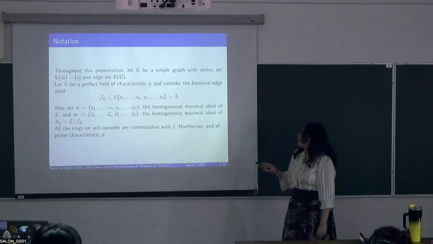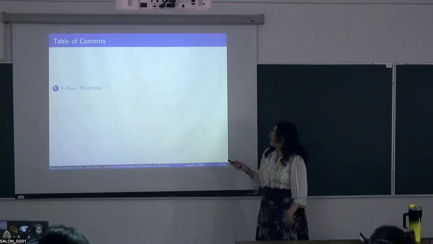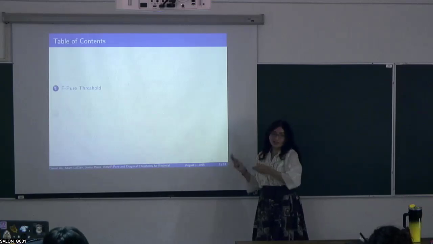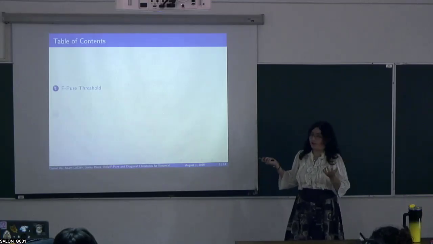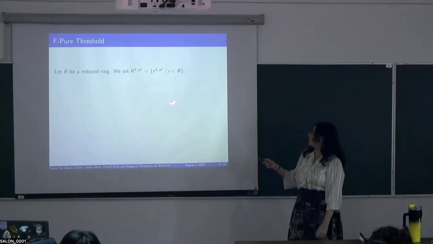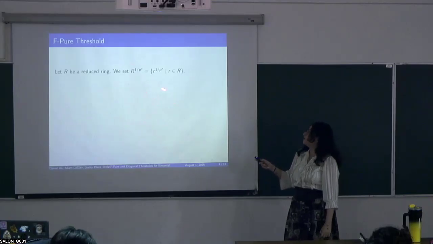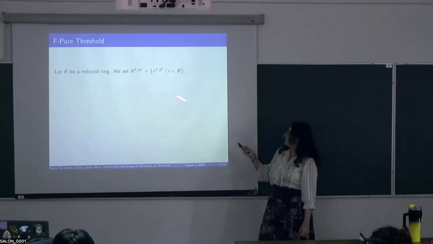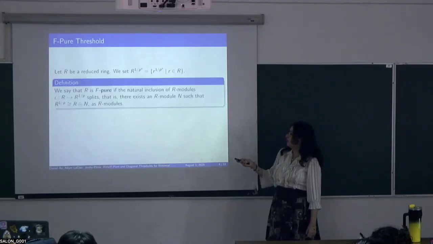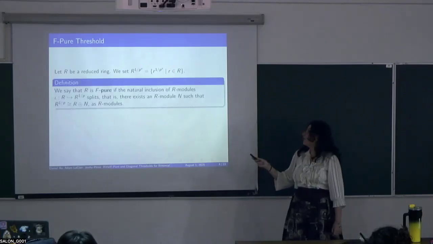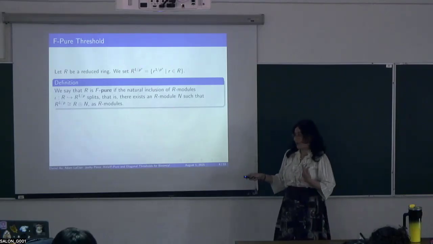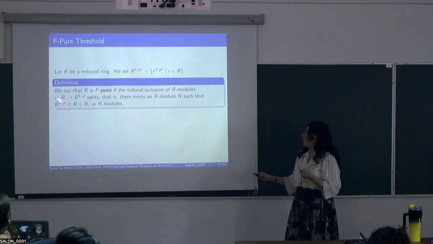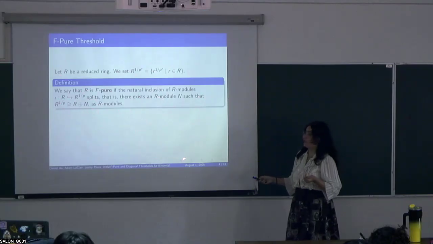Now we define the F-pure threshold, but this is only defined for F-pure rings. So first, we must know what F-pure is. For this, we consider reduced rings and consider the p-th root set for an element of the ring. We say that the ring is F-pure if the natural inclusion of R-modules splits. That means that we can write R^(1/p) as a decomposition of R in R-modules.